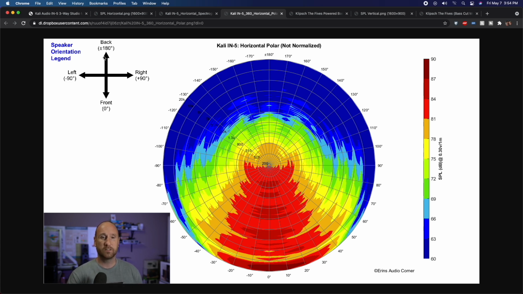If you pay attention to this legend up here, what we can see is the front of the speaker is at the 0 degree axis. The back of the speaker is at the plus or minus 180 degree line. The left of the speaker is to the negative side, negative 90 degrees, and the right of the speaker is positive 90 degrees. This is a bird's eye view, a top-down view of the speaker.